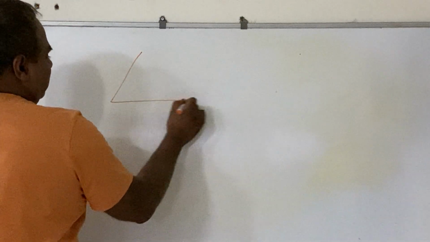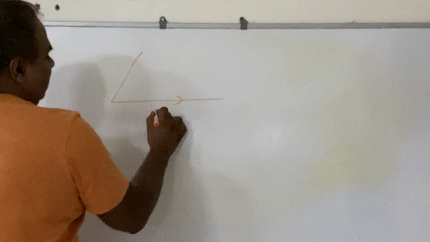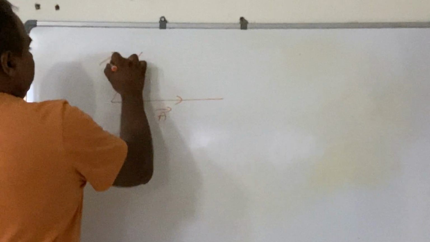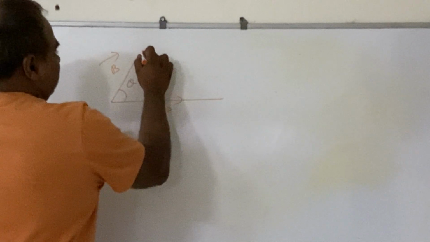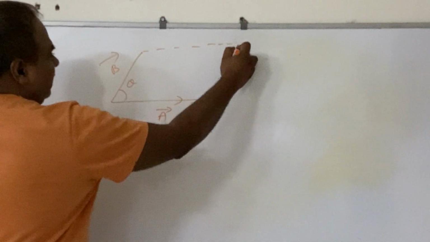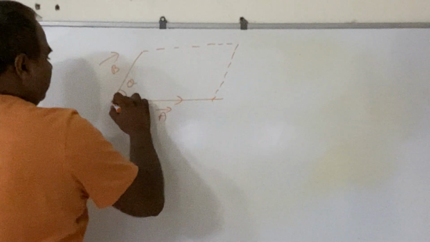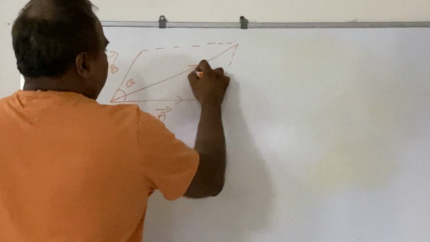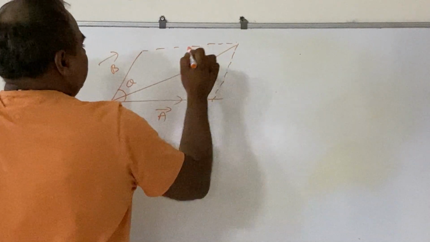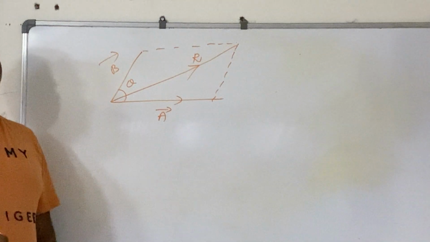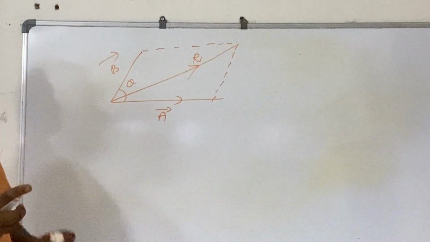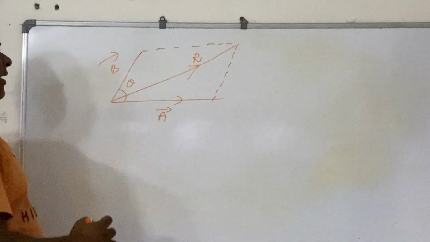This is vector A, this is vector B. The angle between the vectors is theta. Then we complete a parallelogram. Then this diagonal will represent the resultant. Resultant of two vectors means the sum. The sum of the vectors is denoted by the resultant.